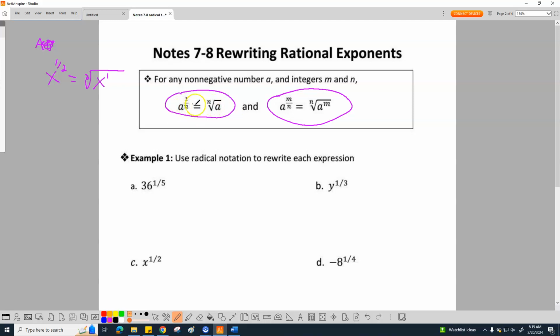Now, I don't know why they put this here. You see this 1 over n. What happened to the 1, mister? Remember, it's right here. It's technically right there. That's just another way of saying it. We don't write the 1.